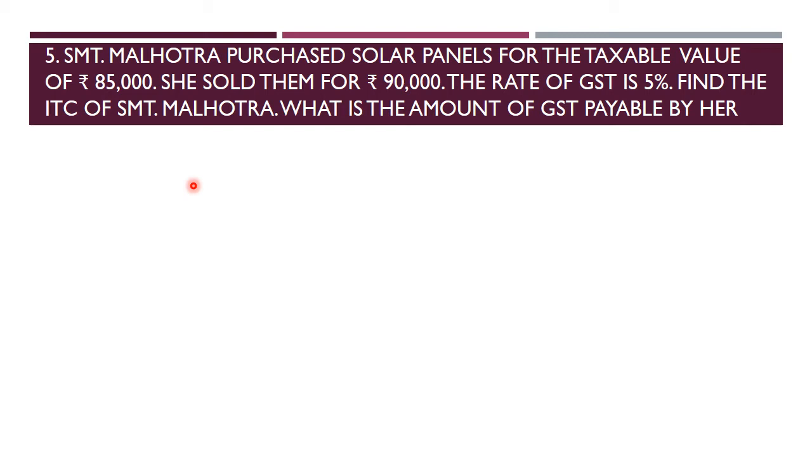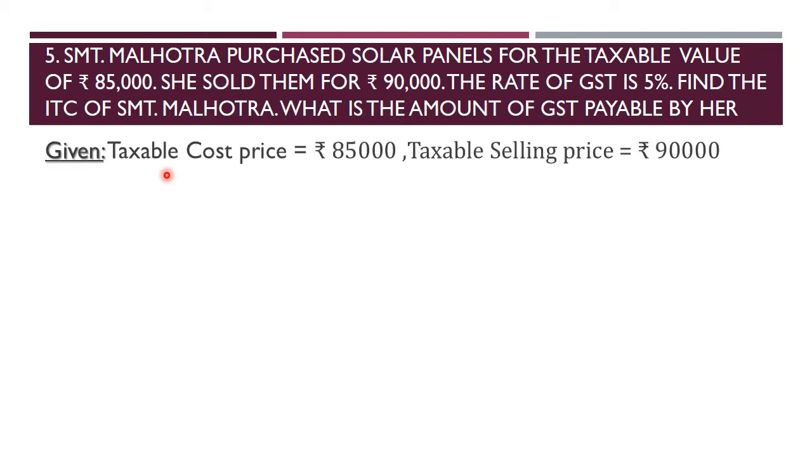The rate of GST is 5%. Find the ITC, that is the input tax credit of Mrs. Malhotra, and what is the amount of GST payable by her. So first thing is the taxable cost price is rupees 85,000, the taxable selling price is rupees 90,000, and the rate of GST is 5%. So these three things are given in the question.